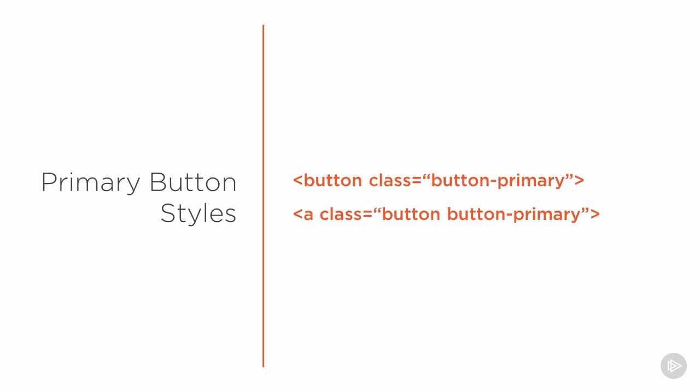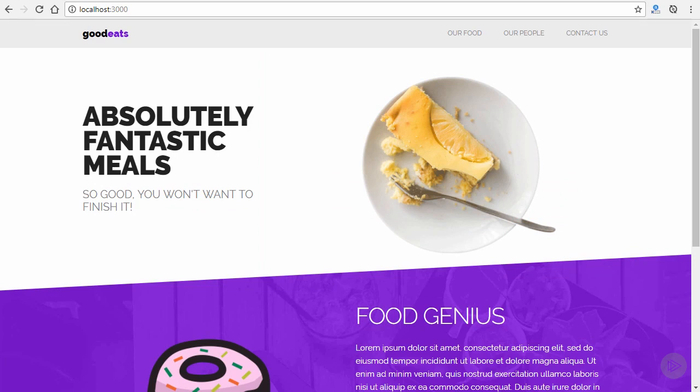To create primary button styles, you can attach a class of button-primary onto the standard button elements and links as well. So let's add two buttons to our landing page project. Now first, let's create a standard call to action button just underneath our main heading section area over here, which is a common practice within the hero section of most landing pages.